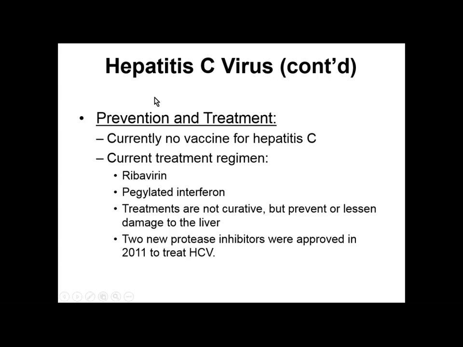Currently, there's no vaccine for hepatitis C, which is rather unfortunate. The current treatment regimen revolves around giving the patient ribavirin and pegylated interferon doses, and these treatments are non-curative, so they don't actually cure the patient per se, but they reduce the effects of the infection. They lessen the damage to the liver that the patient incurs. There are 2 new protease inhibitors that have been approved in 2001 to treat hepatitis C infections, and their efficacy still remains to be seen. I said 2001. I meant 2011 there.